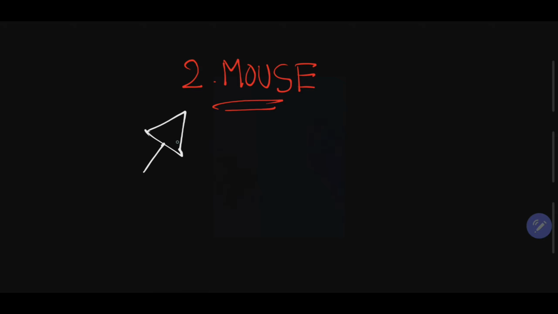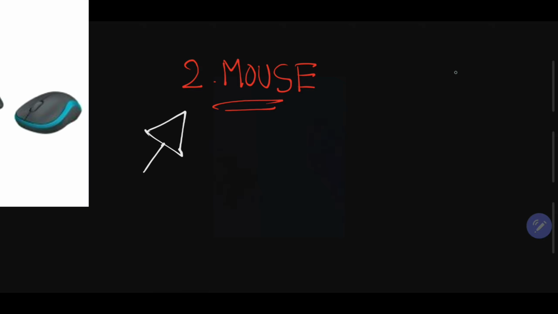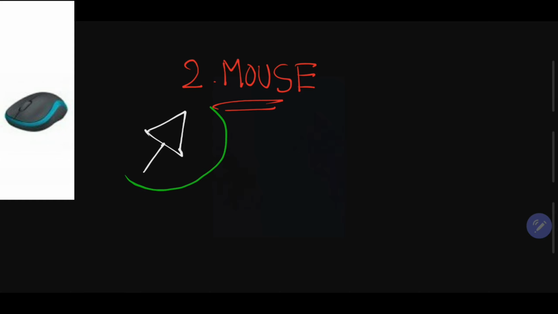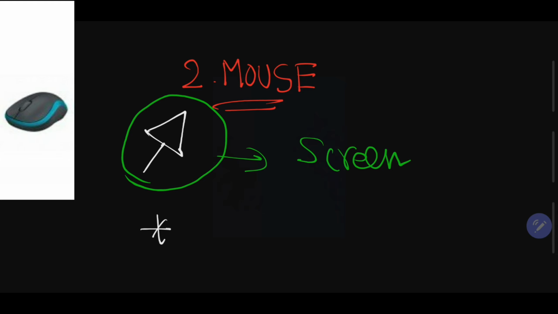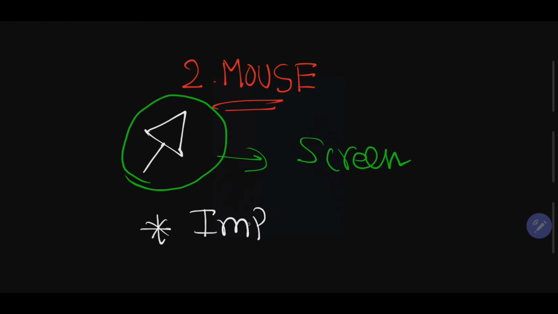The second device is mouse. So mouse is a pointer device. Whenever the mouse is on, you can find this pointer on the screen. So mouse is the second important input device.